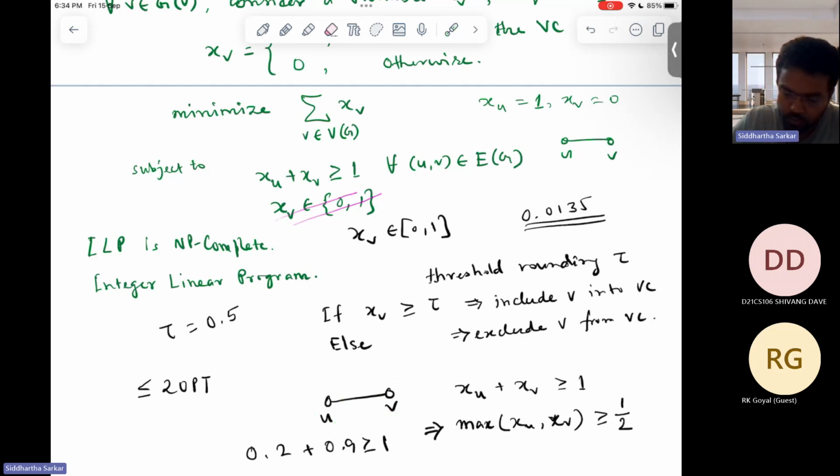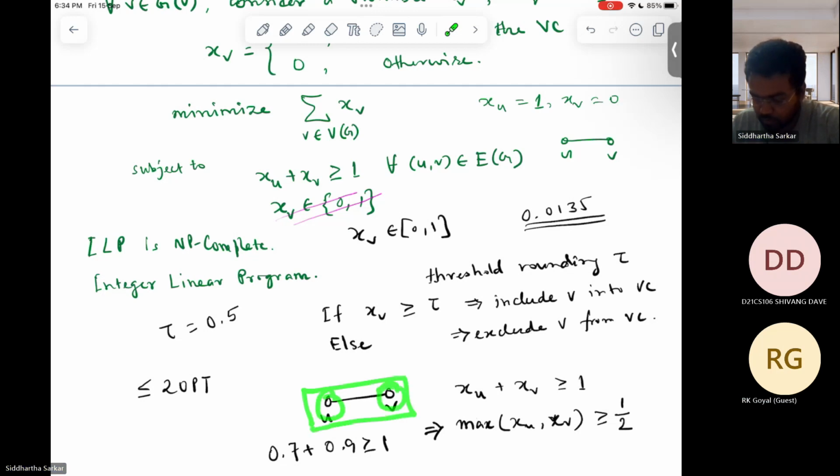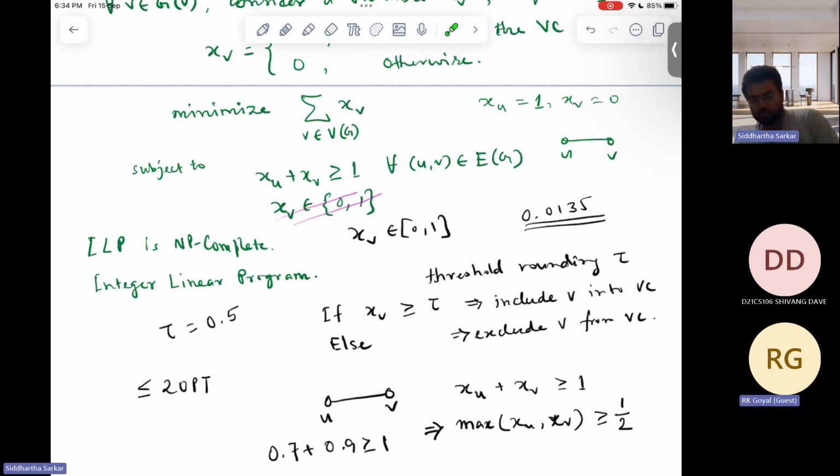So maybe it is also possible that one side is 0.9, one side is 0.7. That is also possible. So in that case, we have taken both the variables. But anyways, for every edge, this is ensured that at least one of the endpoints is taken. So every edge is covered, that is ensured. All right. Fine.